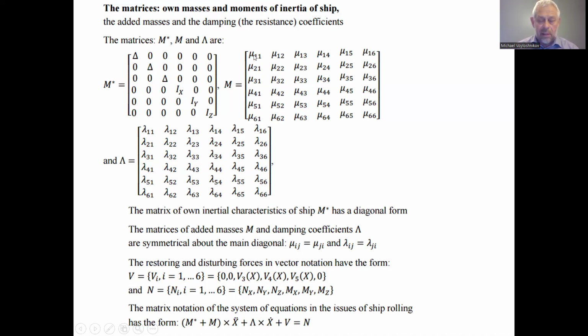This matrix system is symmetrical due to the diagonal of the matrix. So mu1,2 equals mu2,1, mu3,1 equals mu1,3, etc. The same, the matrix of the damping coefficients, the factors of the proportionality between the ship velocity, considering the hypothesis of linearization, the dependence of the forces of resistance on the ship velocity in the water.